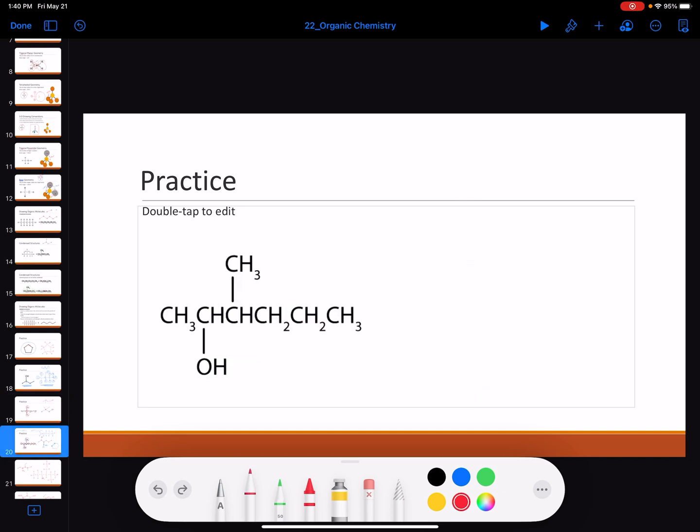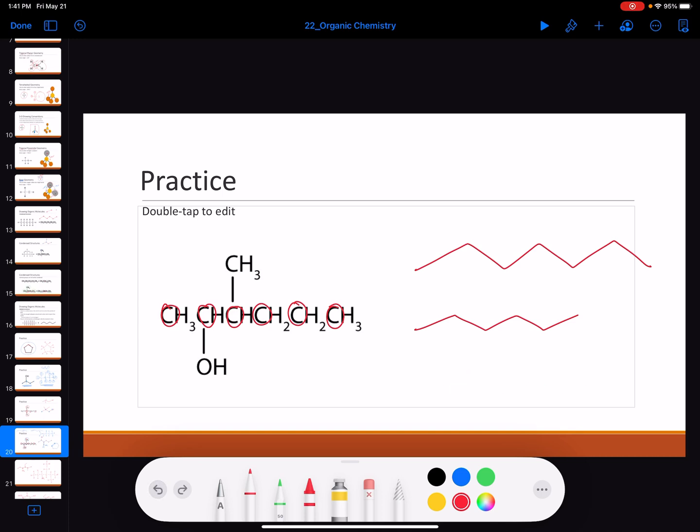Let's try one more. So here I've got 1, 2, 3, 4, 5, 6 carbons. Now, one mistake that people often make is they'll count it wrong. Do you see what I did there? When I said 1, I went like that. But remember that first line represents 2 carbons. So you always have to make sure that you go 1, 2, 3, 4, 5, 6.